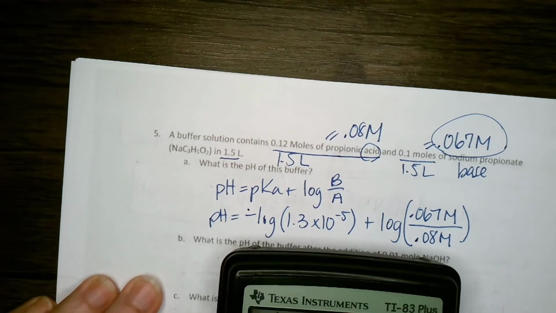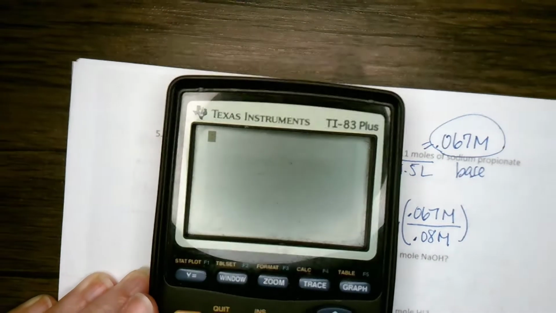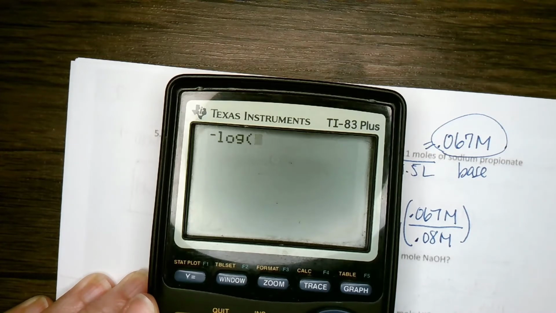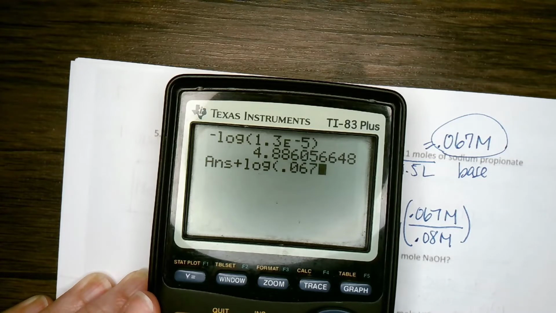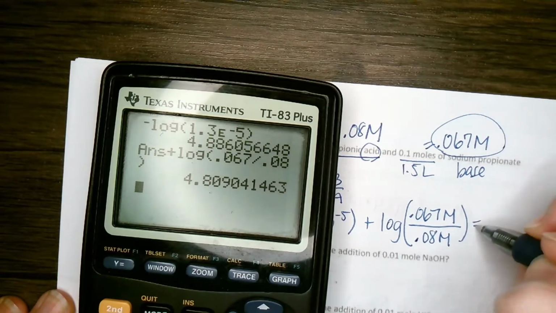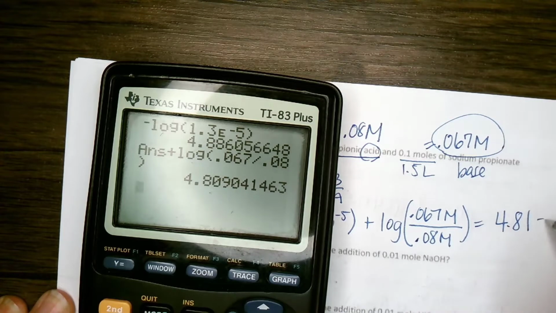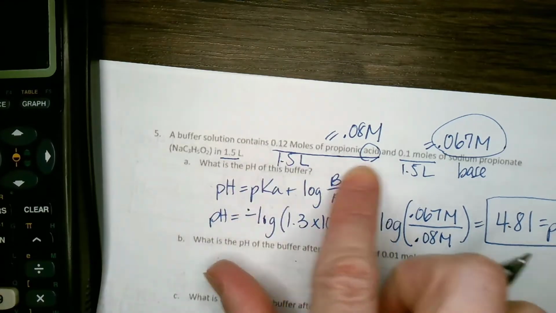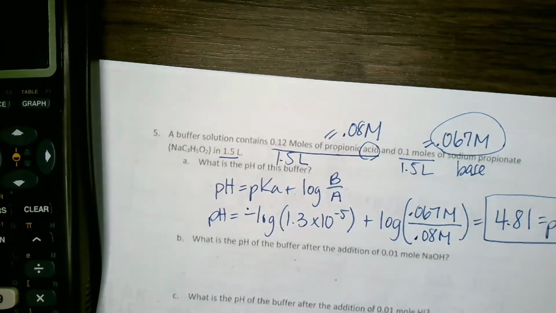So let's do some calculator plugging. Negative log of 1.3 times 10 to the negative 5 plus the log of 0.067 divided by 0.08. We should get 4.81 pH. That's an acidic solution, and we started off with our acid, so that makes sense.